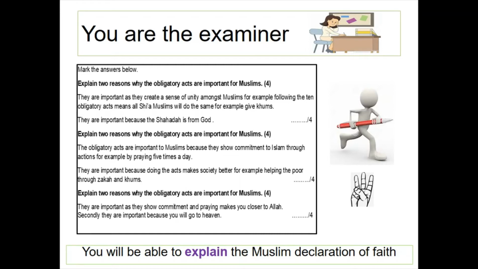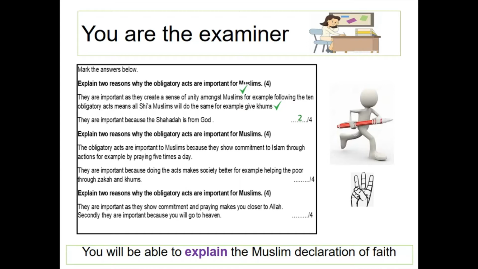So if I was marking them for the first answer, I would give a mark. They are important as they create a sense of unity among Muslims. That's my first mark. My second mark would be, for example, the 10 obligatory acts mean Shia Muslims will do the same, for example, give Khums. They are important because the Shahada is from God. I would not have given this a mark because this is not one of the 10 obligatory acts. It is one of the 5 pillars of Islam, but it's not one of the 10 obligatory acts. Therefore, I've marked that 2 out of 4.